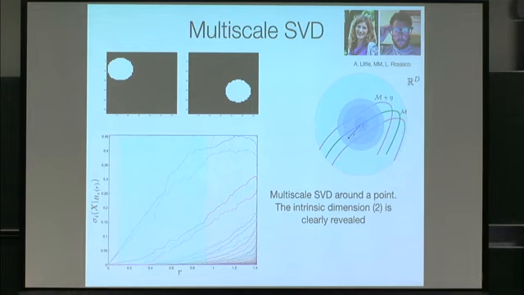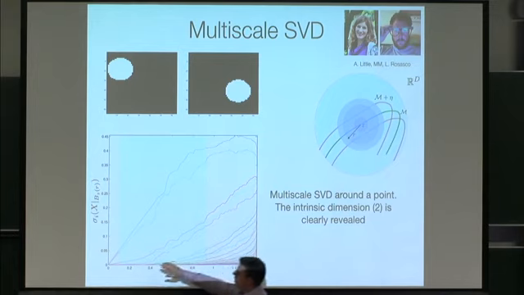And so the point of this procedure is that you do principal component analysis at all possible scales around each point. And here is an example where, as a function of the radius R, I plot the singular values of the data. The data set is the data set of those images.